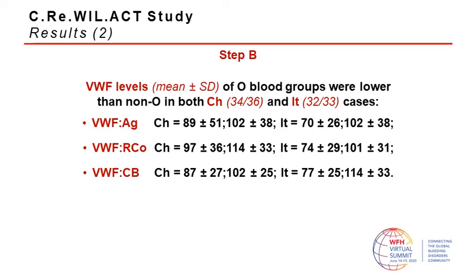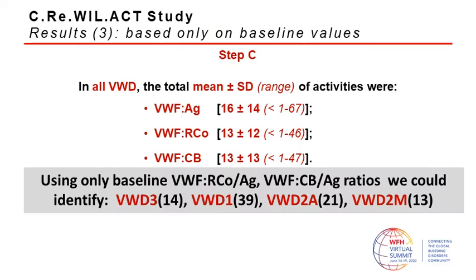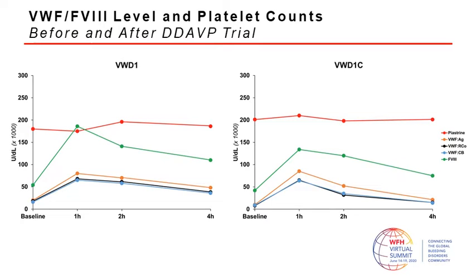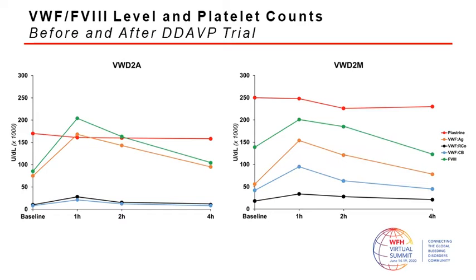Then what we did, we performed the assay of the DDAVP trial. As you can see, we have a patient with type 1, with a short half-life. And you see that the platelets did not change in this kind of von Willebrand disease type. And you see that there was a very nice correction of the activity and also of the factor VIII. On the other hand, in type 1C, the correction was only very short, and after 2 hours, the patients were almost at the baseline level.